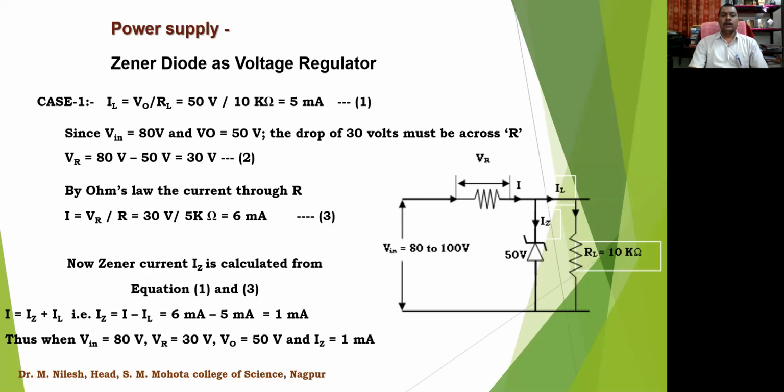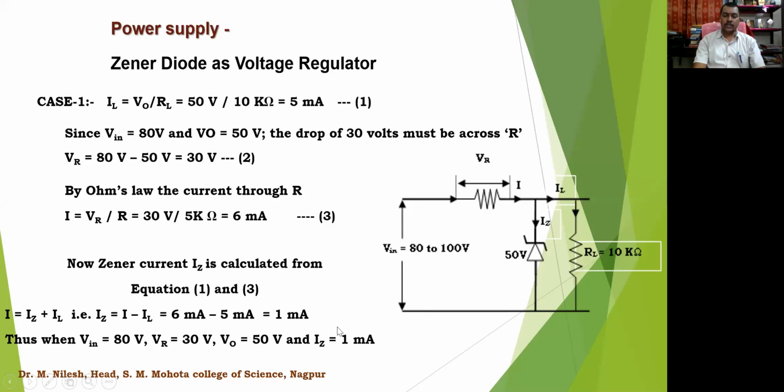So this is there. Now to calculate the Zener current, there are three currents. The one is the total current, the second one is the Zener current flowing through the Zener diode, and the third current is the load current. So this current is going to divide into two parts. So if the total current is now 6 milliamperes, then 1 milliampere current should flow through the Zener diode, and the rest of the 5 milliamperes should flow through the load resistance, and the output voltage should remain constant, that is 50 volts.